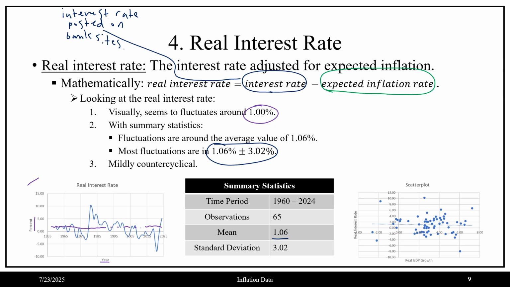Okay. Now, how does this move with real GDP? We can turn to the scatter plot on the bottom right of the slide, where real GDP growth is on the horizontal, the real interest rate is on the vertical. If we were to draw a line of best fit, and in this case it was already here for us too, as we are traveling right on the horizontal axis, it seems like I can travel ever so slightly downwards on the vertical axis, indicating that the real interest rate is mildly countercyclical, or that there's a negative association between real GDP and the real interest rate.